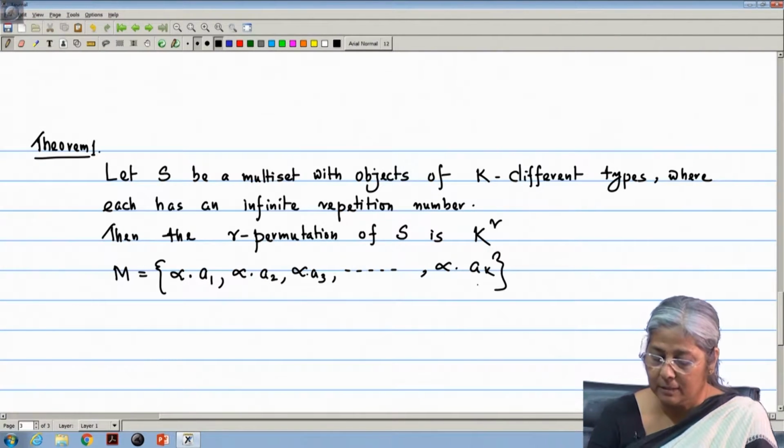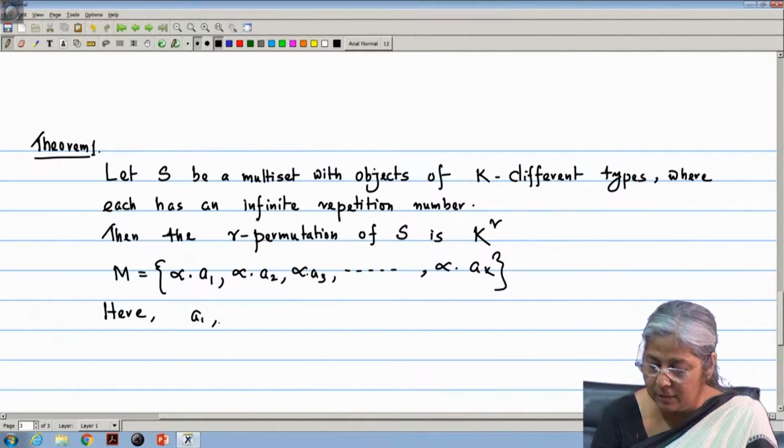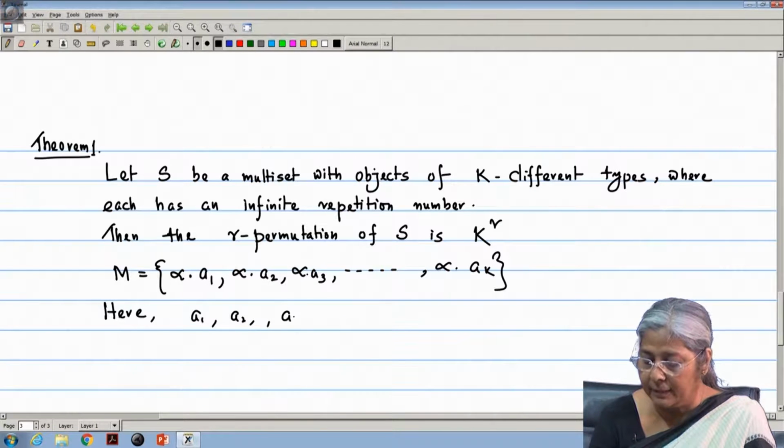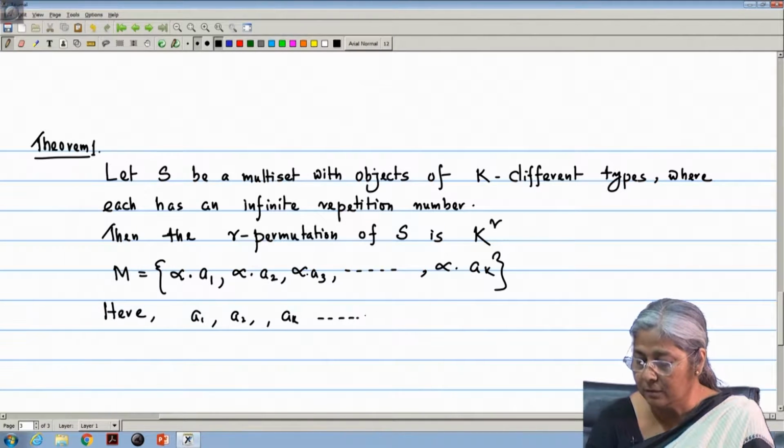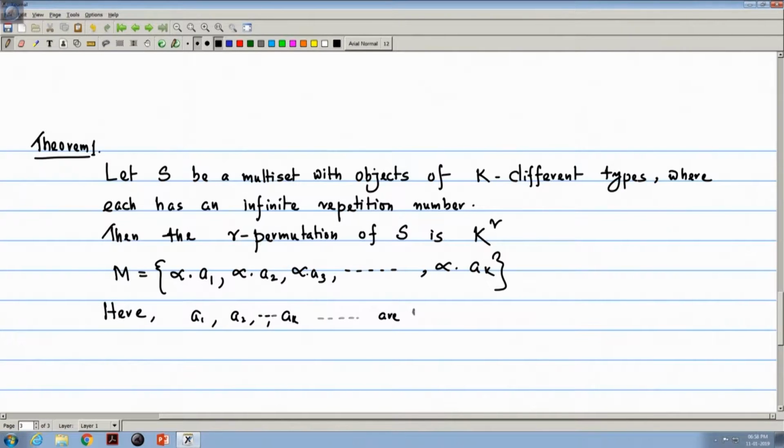That means here A1, A2, Ak are k different types of objects. Now, how to prove this thing? How to prove this theorem?